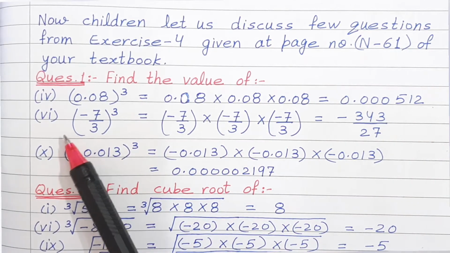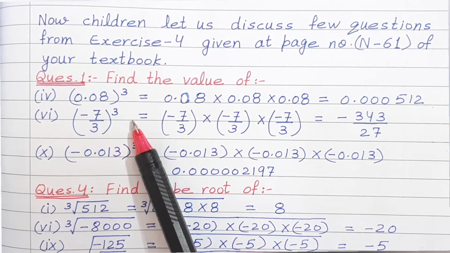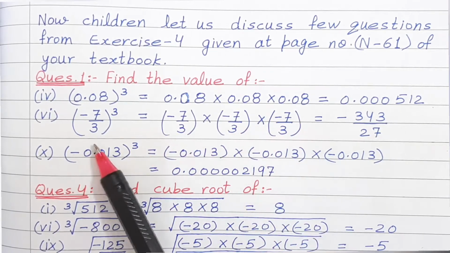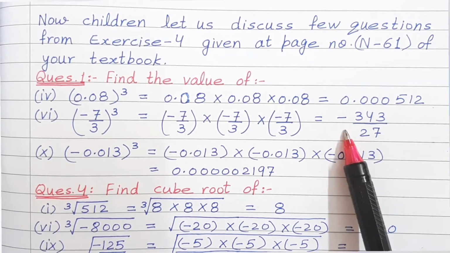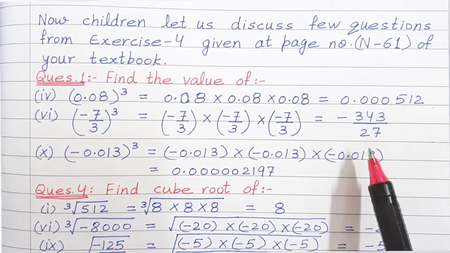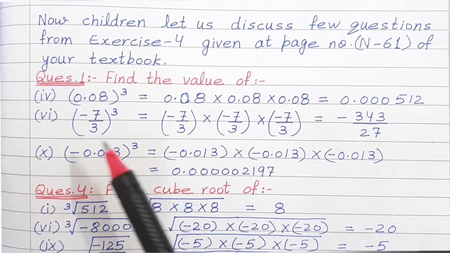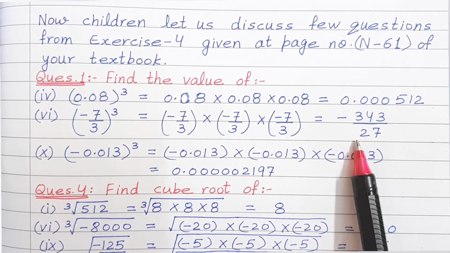Similarly, see the sixth part, minus 7 upon 3 cube. So here it is minus 7 3 times and 3 also 3 times. So the answer is minus 343 upon 27. Remember children, the cube of a negative number is always negative.